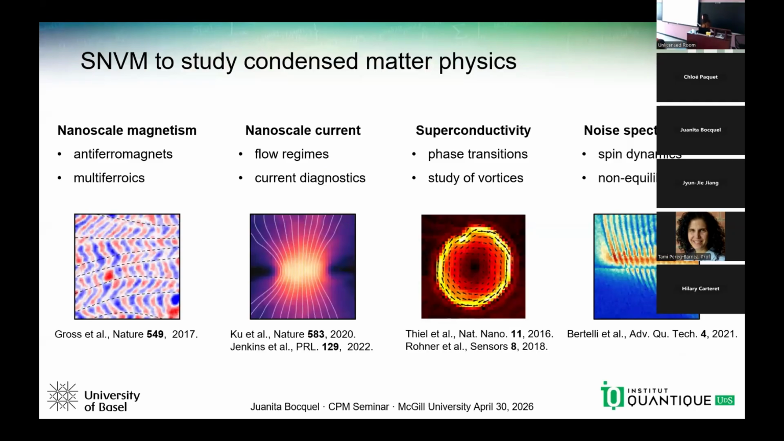As a result, a lot of different condensed matter investigations have been carried out at the nanoscale using this technique. I highlighted magnetism, but you can also image currents that produce magnetic fields. You can look at vortices in superconductors, and you can also do noise spectroscopy, all spatially resolved. And this is why it would be very interesting to have this technique working at millikelvin temperature, because there are a lot of quantum materials with very exotic phases that are only visible in this regime of temperatures.